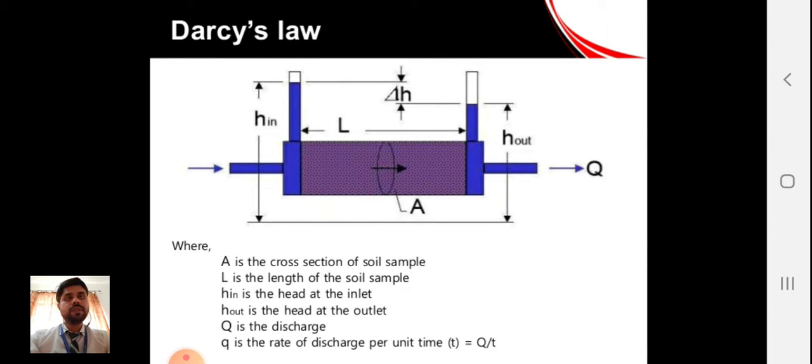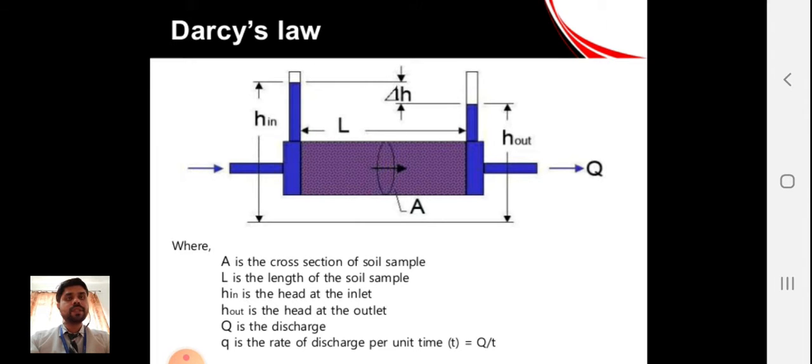Now, one law which is known as Darcy's law is used for defining the permeability of the soil. As you can see in the figure, A is the cross-sectional area of the soil sample, L is the length of the soil sample, H in is the head at the inlet, and H out is the head at the outlet. Q is the discharge, and small q is the rate of discharge per unit time T, which is equal to Q upon T.